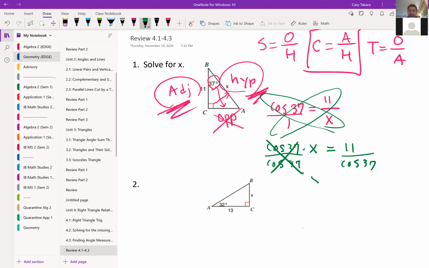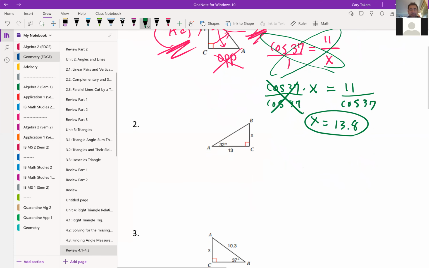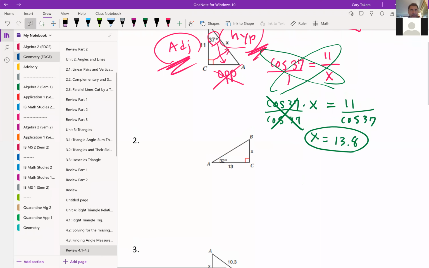What did you get? 13.8. Very good. Let's try number 2. Do this all by yourself. Copy down the triangle, label it, set it up, and cross multiply. One minute.